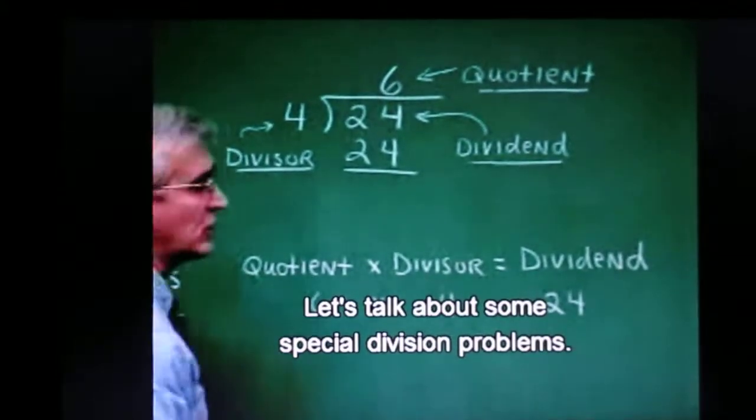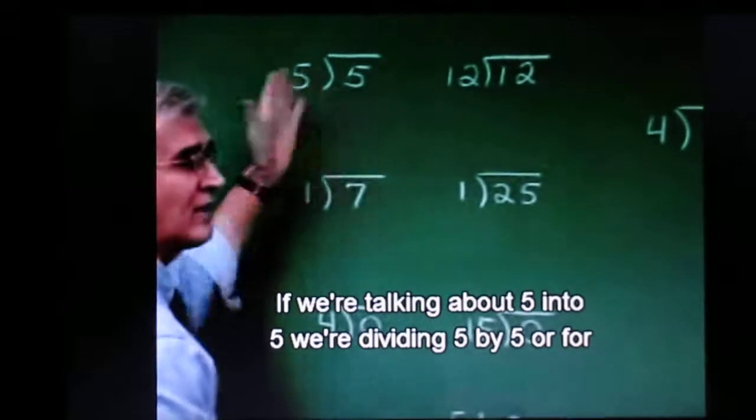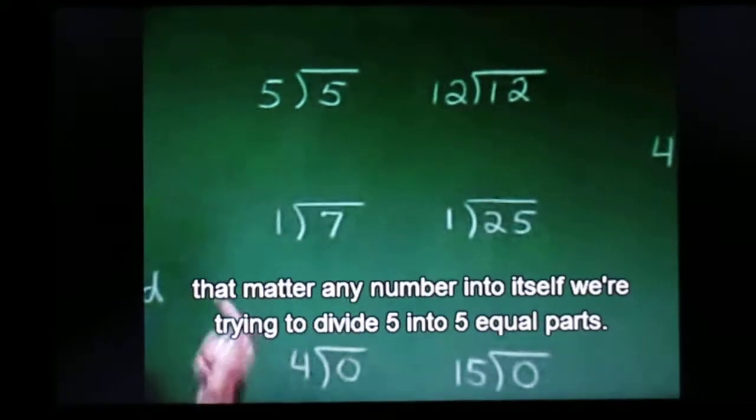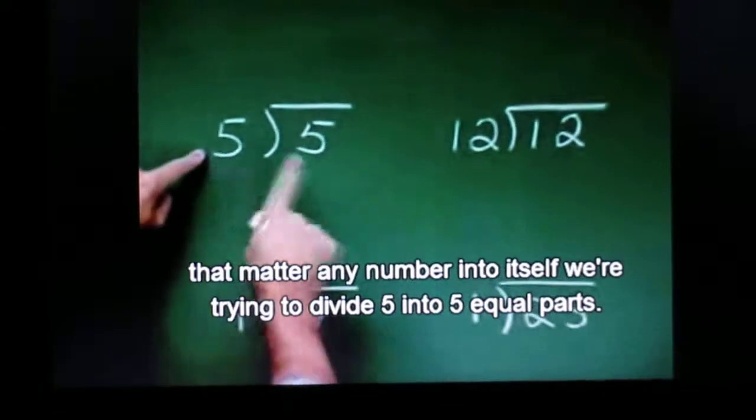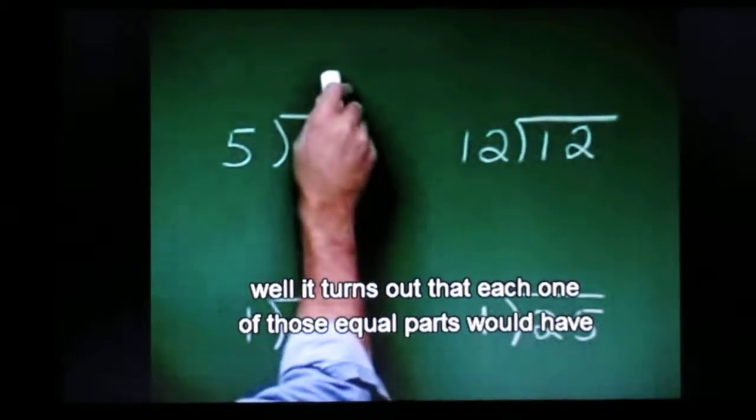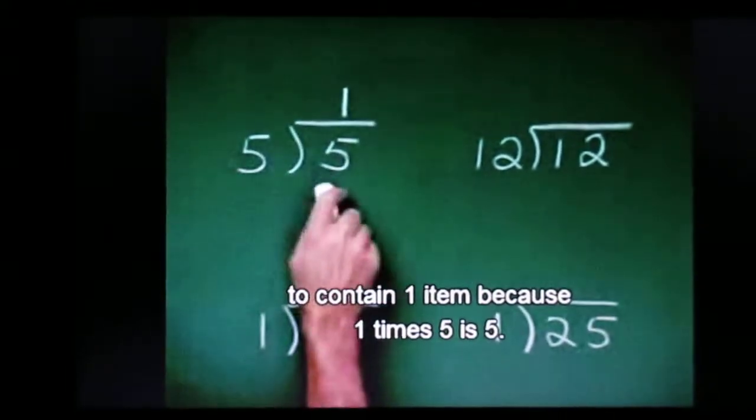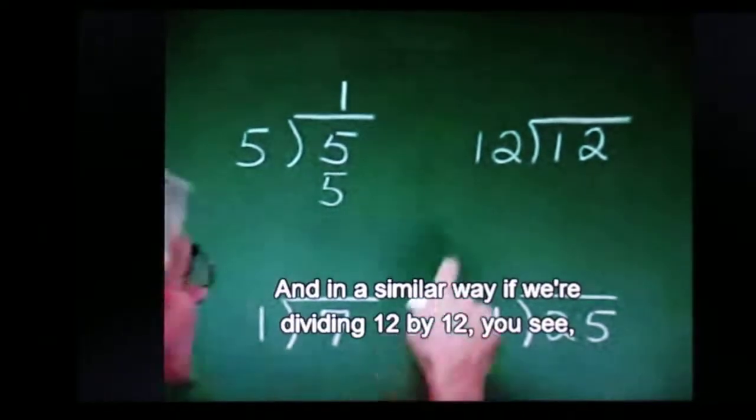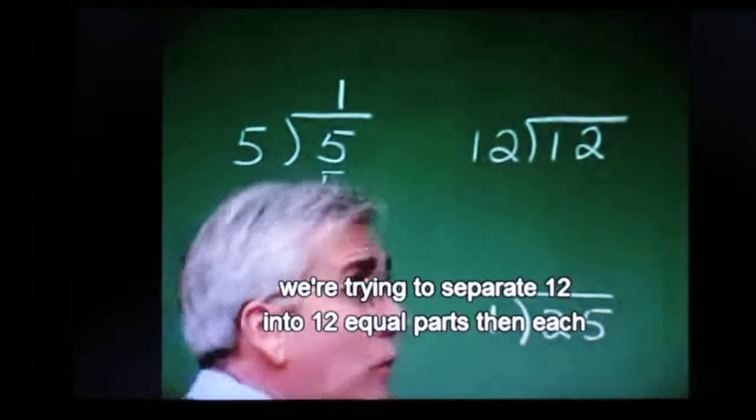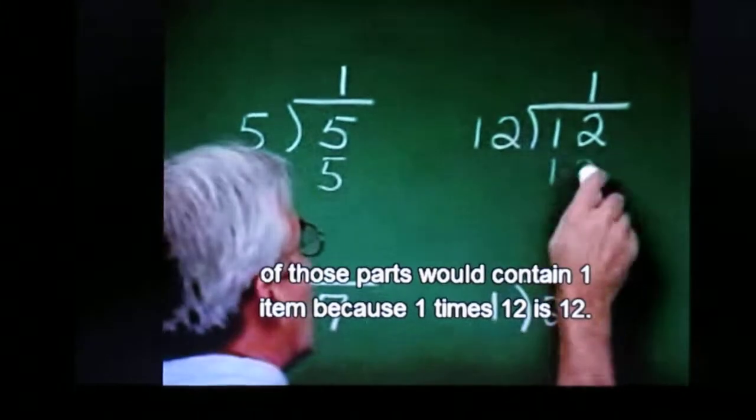Let's talk about some special division problems. If we were talking about 5 into 5, we're dividing 5 by 5, or for that matter, any number into itself. We're trying to divide 5 into 5 equal parts. How many items would be in each one of those equal parts? Well, each one would have to contain 1 item, because 1 times 5 is 5. And in a similar way, if we're dividing 12 by 12, we're trying to separate 12 into 12 equal parts, then each of those parts would contain 1 item, because 1 times 12 is 12.